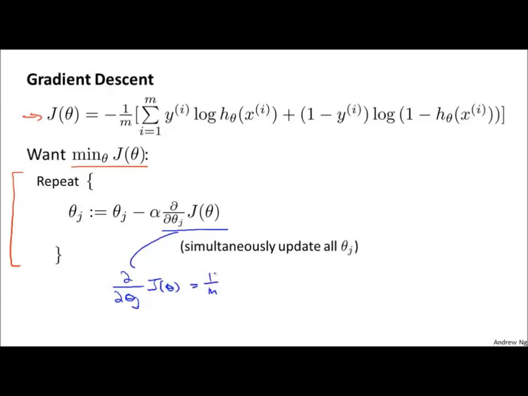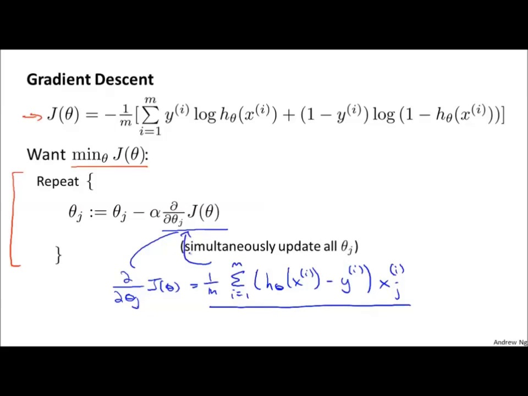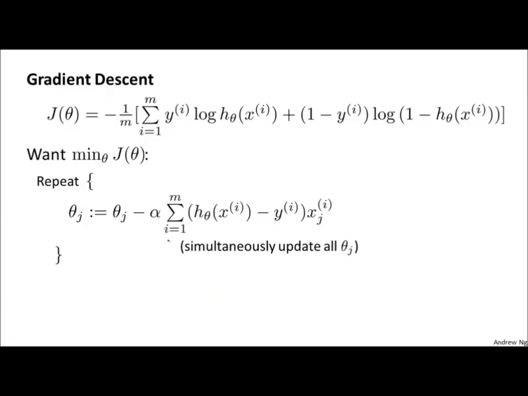If you actually compute this, what you get is this equation, which I'll write out here: the sum from i equals 1 through m of essentially the error times x_j^(i). So if you take this partial derivative term and plug it back in here, we can write out our gradient descent algorithm as follows. All I've done is take the derivative term from the previous slide and plug it in there. If you have n features, you would have a parameter vector theta with parameters theta 0, theta 1, theta 2, down to theta n, and you would use this update to simultaneously update all of your values of theta.